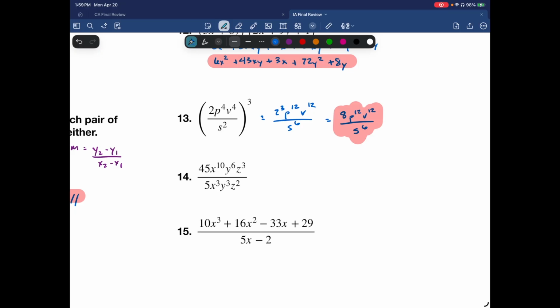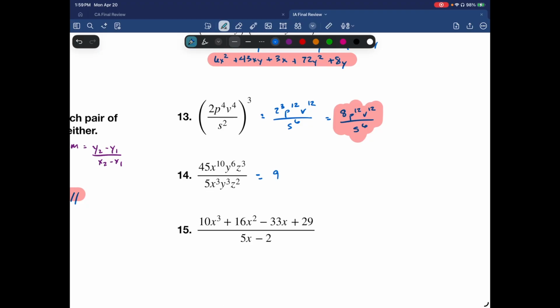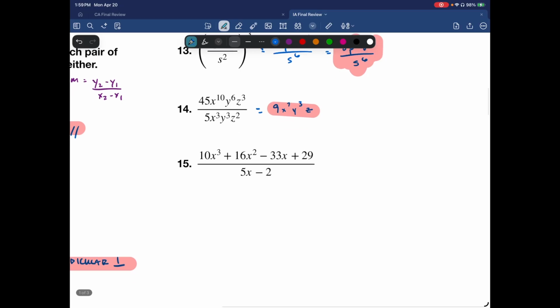45 divided by 5 is 9. I have more x's, y's, and z's on top than I do on the bottom, so when I reduce this, I'm not going to have a denominator. So this is simply going to be 9. 10 minus 3 is 7, so it's going to be x to the 7th. 6 minus 3 is 3, so it's going to be y cubed. 3 minus 2 is 1, so it's just going to be z. So 9x to the 7th, y cubed, z to the first. That's my answer. All right, so for 15, we're doing long division.